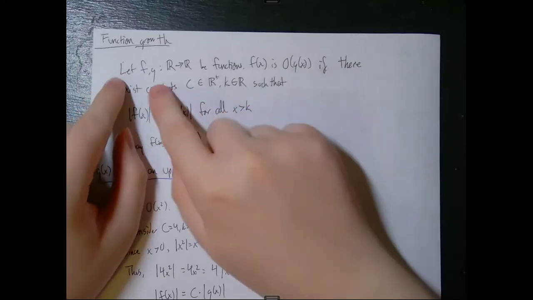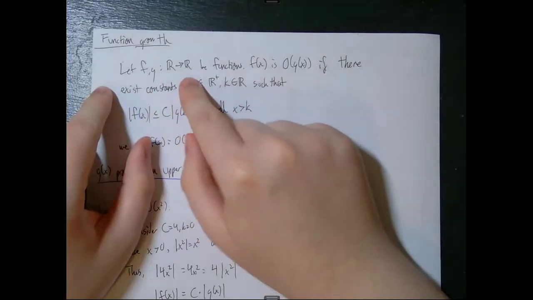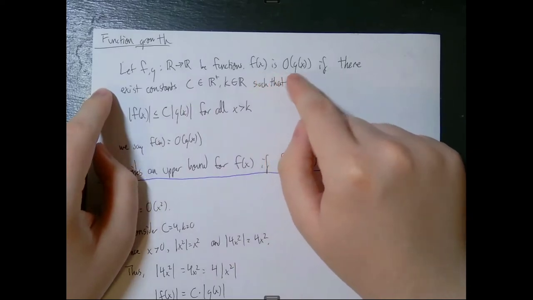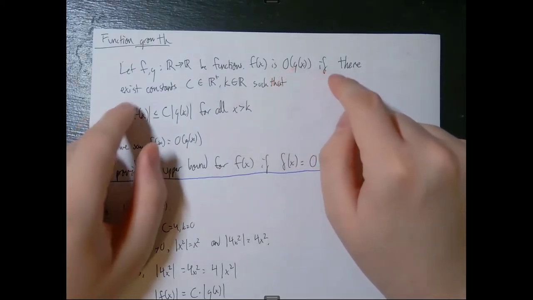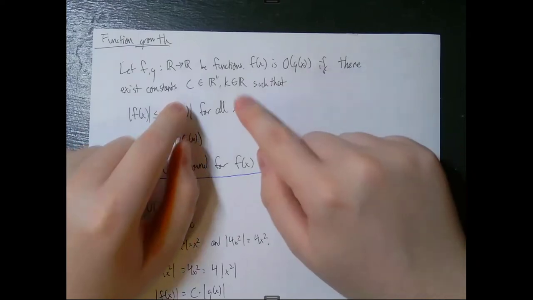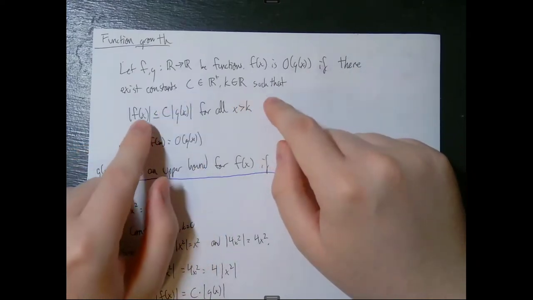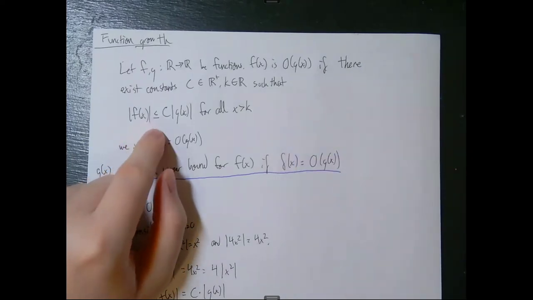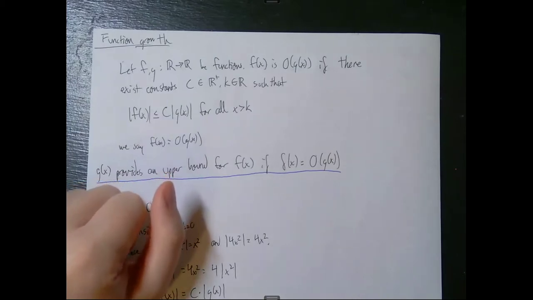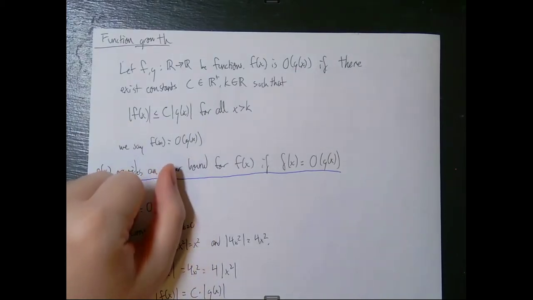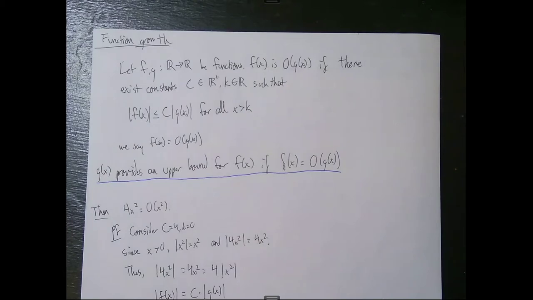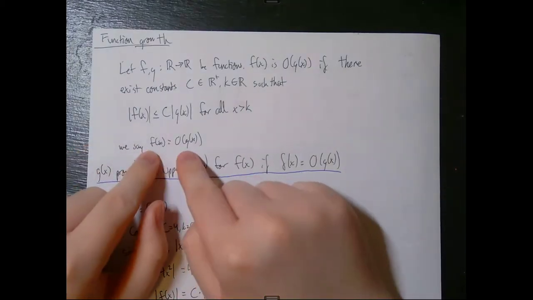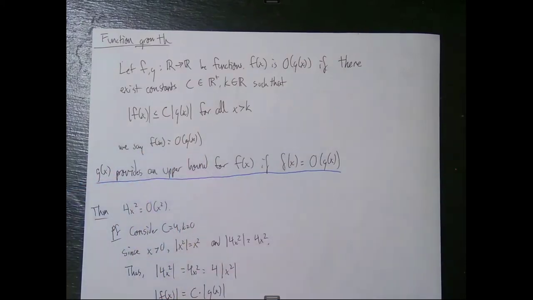Let f and g be functions from the real numbers to the real numbers. We say that f of x is O of g of x, big O of g of x. This is the letter O, not the number 0, by the way. This holds if there exist constants c in the positive real numbers and k in the real numbers such that the absolute value of f of x is less than or equal to c times the absolute value of g of x for all x greater than k. And we would say that f of x equals O of g of x, which is another slight abuse of notation. I know we've seen a few of those recently, but it basically says that f of x is equivalent to g of x in terms of upper bound function growth, per se.